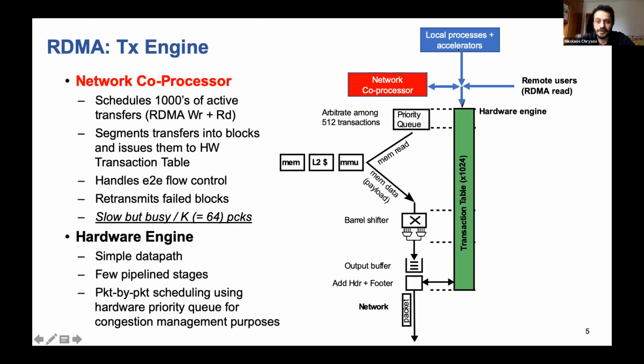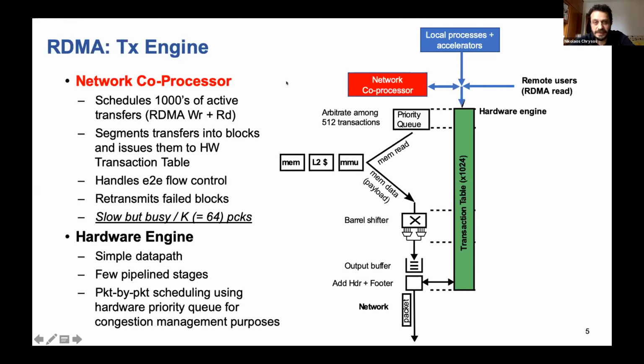On the top you have the cores which want to do RDMA. These can be processes, or even accelerators can use the network. You may have writes from local processors from the top, and you also have remote reads. When a user wants to read something from my memory, here on the left, it issues a remote read request. All of these go into this network coprocessor, which I'm going to briefly outline.